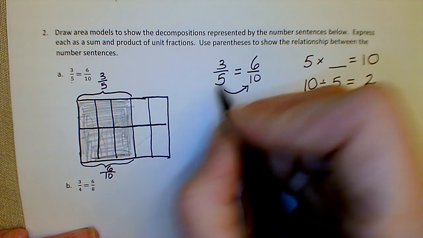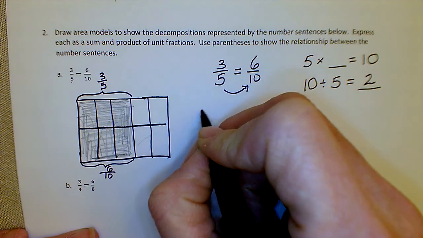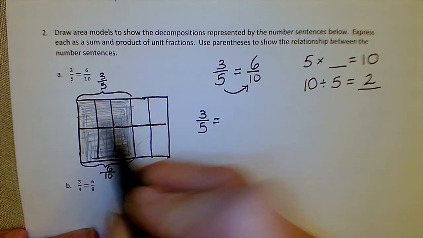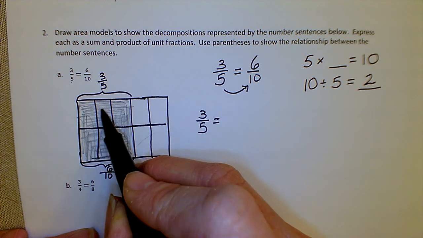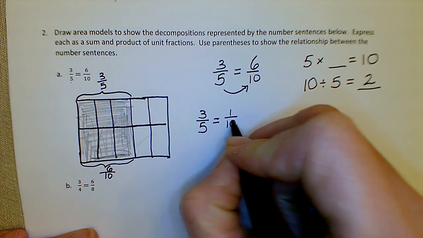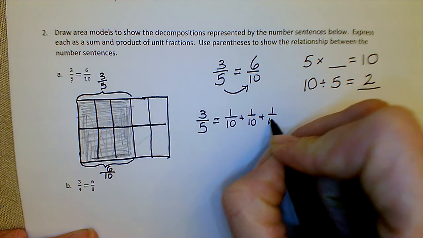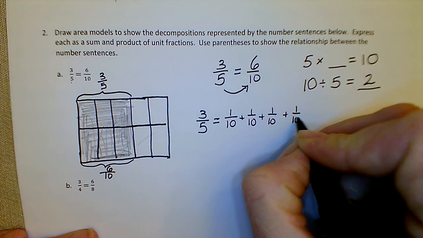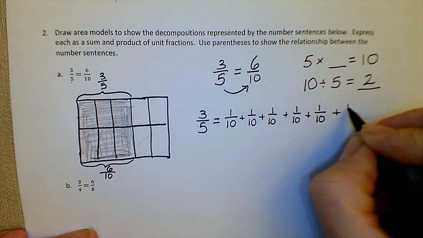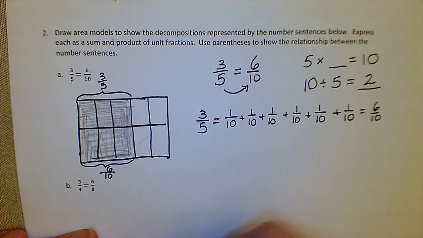So the first thing that I want to show is how I could add all of these parts up to get 3/5. So 3/5 is equal to, and these are all tenths, so this is 1 tenth, 2 tenths, 3 tenths, 4 tenths, 5 tenths, 6 tenths. So let me model that. 1 tenth, 2 tenths, 3 tenths, 4 tenths, 5 tenths, 6 tenths. So I can set that equal to 6 tenths.